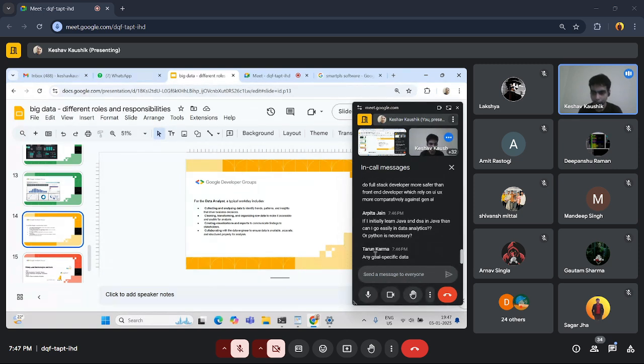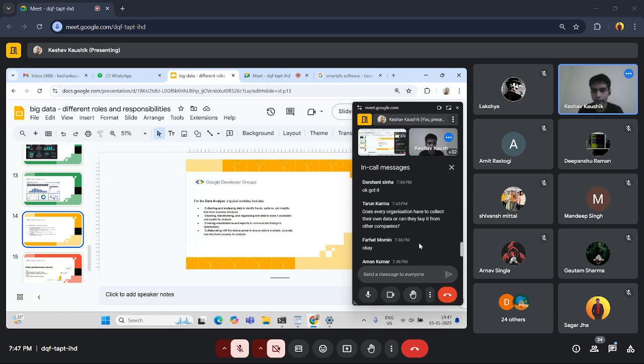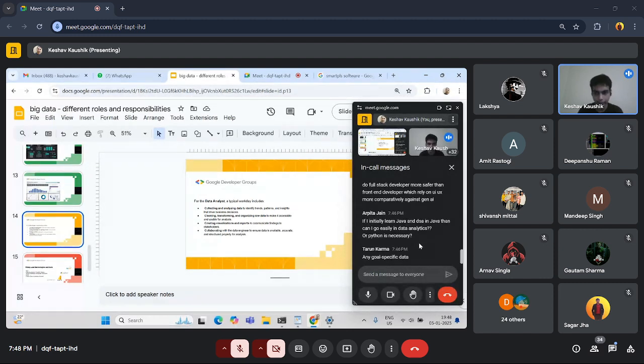Okay. Any goal specific data? Okay, I get it. So I think the question is, there is a company with a certain goal, like they want to spread into a particular city, for example, and you want to know how many people drink tea there, for example, there's a tea company. So yeah, they definitely buy data for that.